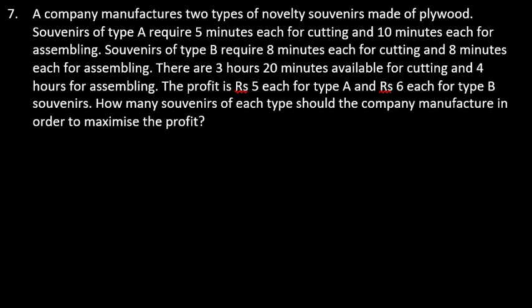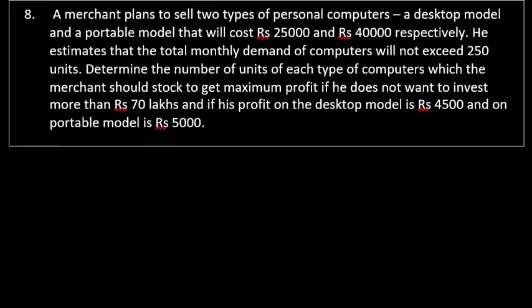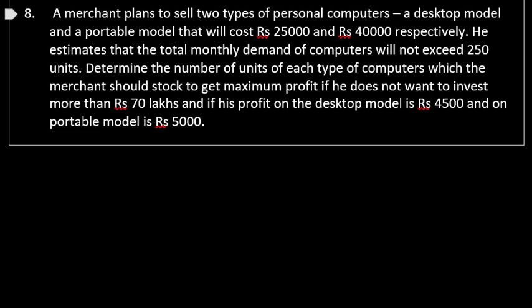Now let us see the 8th question. A merchant plans to sell two types of personal computer, a desktop model and a portable model, that will cost ₹25,000 and ₹40,000 respectively. He estimates that the total monthly demand of computers will not exceed 250 units. Determine the number of units of each type of computers which the merchant should stock to get the maximum profit if he does not want to invest more than ₹70 lakh, and if his profit on the desktop model is ₹4,500 and on the portable model is ₹5,000.